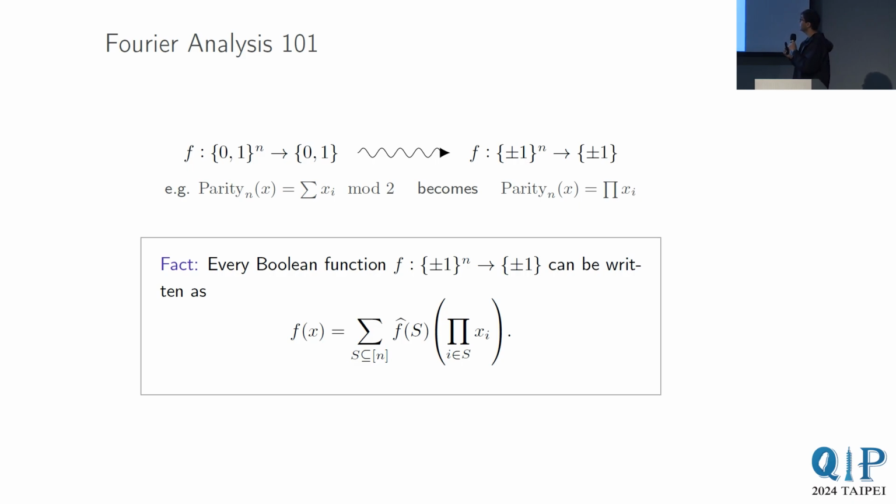The so-called Fourier transform of a Boolean function is this really easy fact, which says that every Boolean function can be written as a multilinear polynomial. The things in the parentheticals are just monomials. This is just a way to write a Boolean function as a polynomial, and it's called the Fourier expansion of the function f. It's just a Fourier transform onto the space of monomials. And these f hats, which are indexed by subsets of n, are real numbers. They're just the coefficients of these monomials.